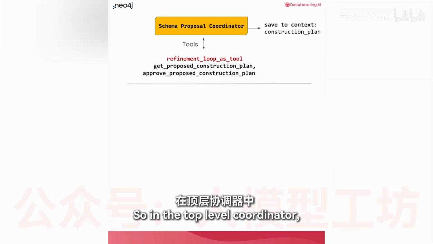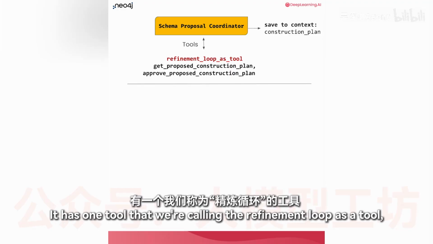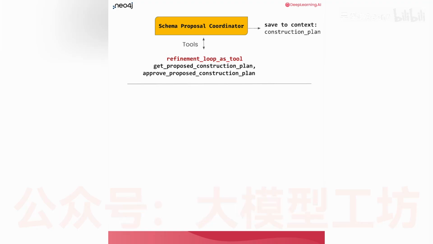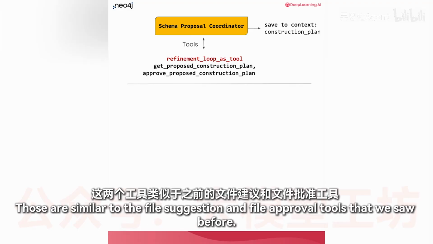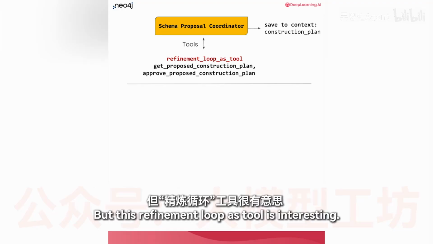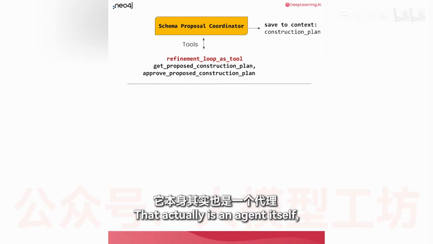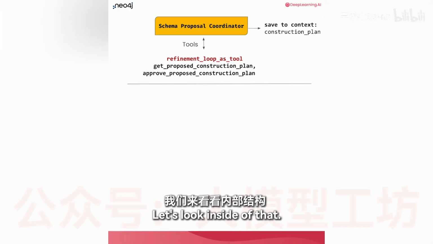So the top level coordinator has only a couple of tools that it's working with here. It has one tool that we're calling the refinement loop as a tool, and then two kind of normal tools, the get proposed construction plan and also approve the proposed construction plan. Those are similar to the file suggestion and file approval tools that we saw before. But this refinement loop as tool is interesting. That actually is an agent itself, where actually a couple of agents are working together. Let's look inside of that.